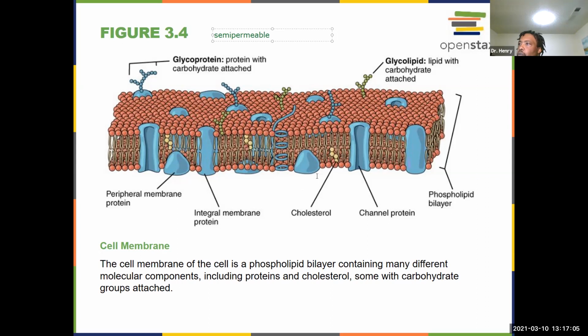So here we also have cholesterol embedded in your membrane. We have what are called glycoproteins. A glycoprotein is a protein that has a carbohydrate attached to it. And we also have glycolipids. A glycolipid is a lipid that has carbohydrates attached to it. So basically, it has sugar hanging off of it.